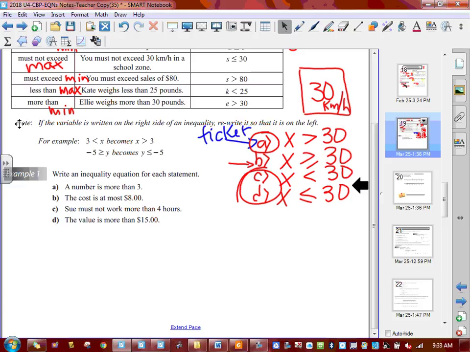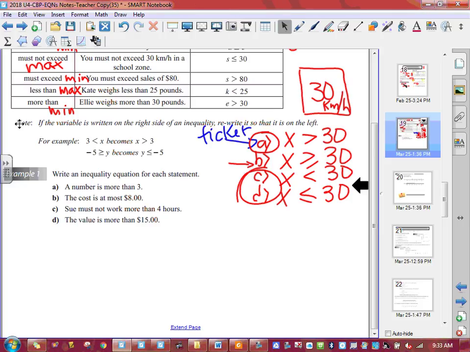Why didn't they put a line under that one? Because that means it would be equal to 80. Did they say it has to be equal to? No, they said bigger than. If they say bigger than, there's no line under it. All right, let's take a look at the next one.